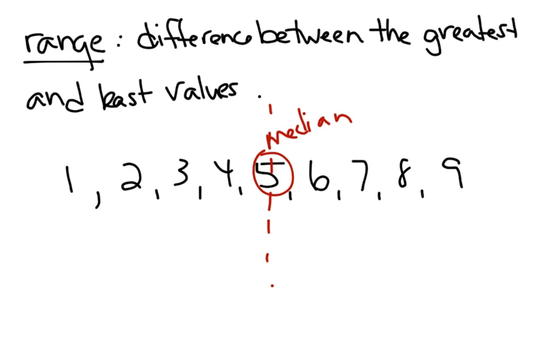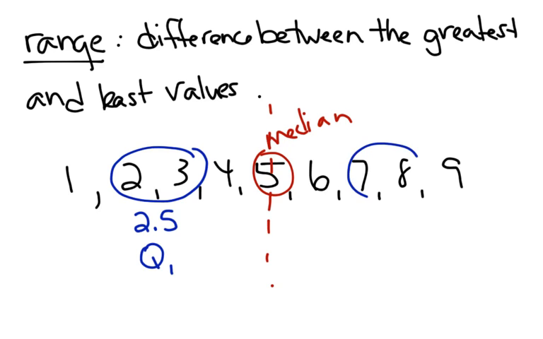They're called quartiles. So if you look at the data that's to the left of the red dashed line, these both are in the middle. We would find out that the median of that half of the data is 2.5. We call that quartile 1. To the right of the red dashed line, we would find out that the median of those two numbers is going to be 7.5. We call that quartile 3.